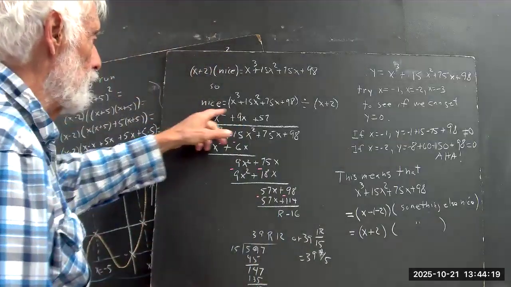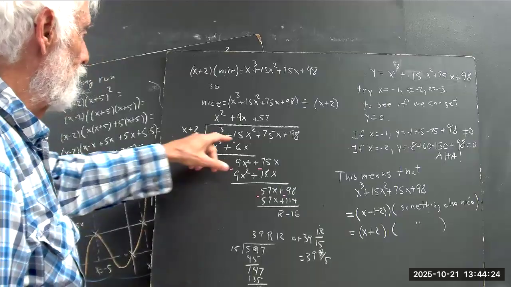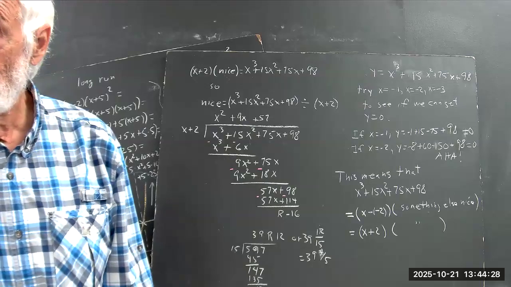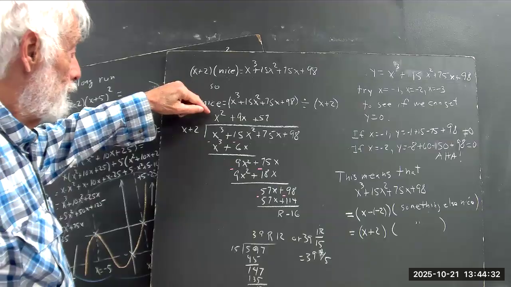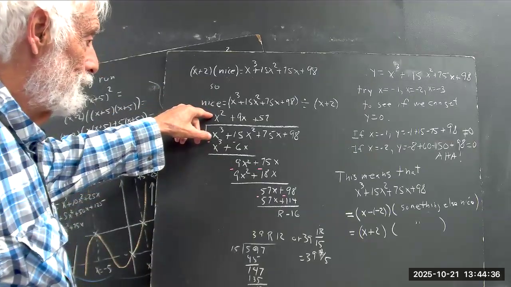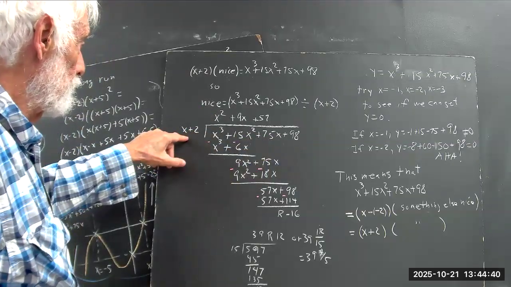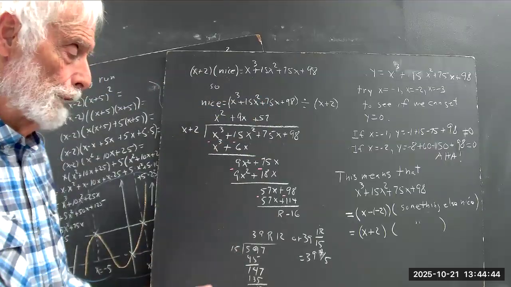Now, this was supposed to come out even, and if it had, then we would see that this equals this times this, okay? And the advantage that gives us is, if it was this times this, then to make this 0, x would have to be -2, or x would have to be a solution of this. Now you got to see that.